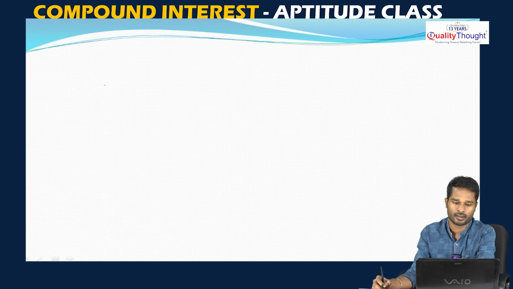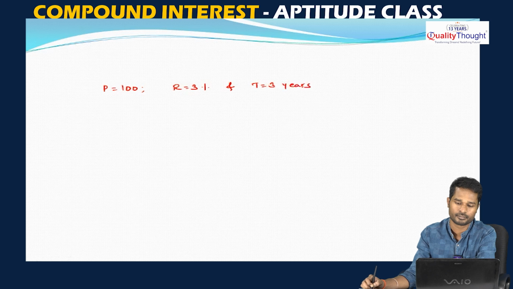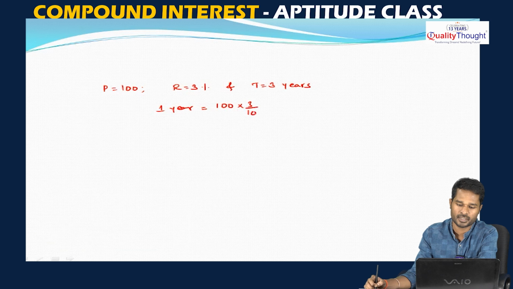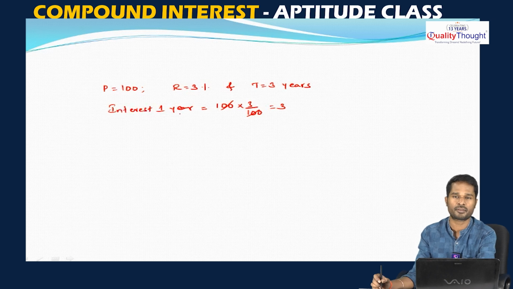Now see, let me take principal amount as 100, the rate of interest is 3% and time period is 3 years. So 100 rupees I have taken, rate of interest is 3%, time period is 3 years. Now the interest for the first year is 100 into 3%, so 100 will cancel, this is 3. So this is the interest for the first year. The same we calculated in simple interest also. So for the first year both simple interest and compound interest will be same.